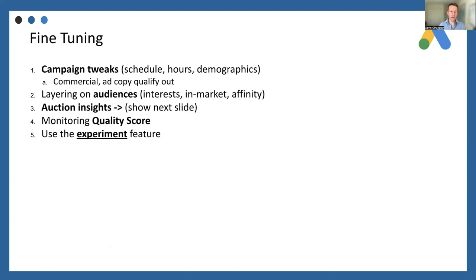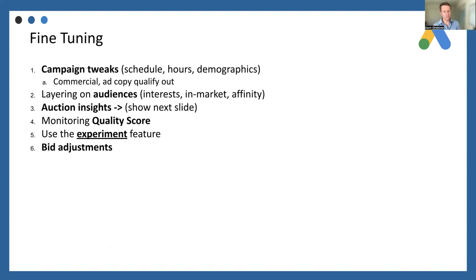So this experiment feature can be used when you want to change some major settings of the account, like the bidding strategy, and you can do this in a safe environment and it's not going to impact the existing campaign. So it's definitely something to explore later on, when you're in phase two, when you want to try some major structural changes.